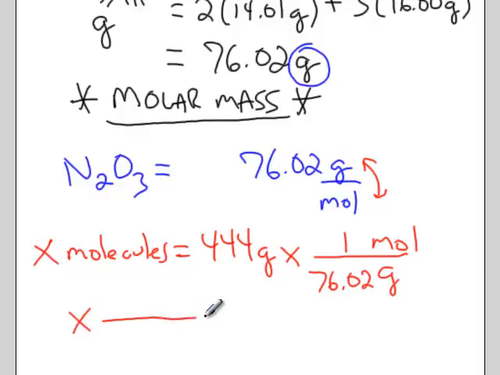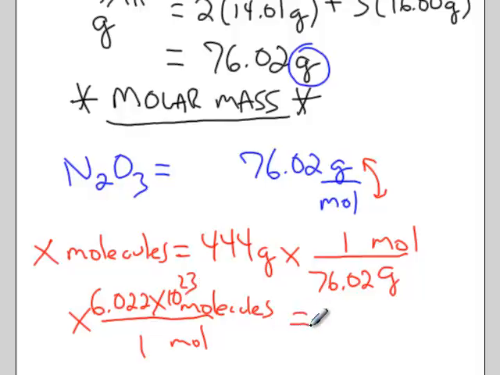And then once we have moles, we can use Avogadro's number to figure out the number of molecules. 1 mole of molecules, 6.022 times 10 to the 23rd. So our final answer is 3.52 times 10 to the 24th molecules.